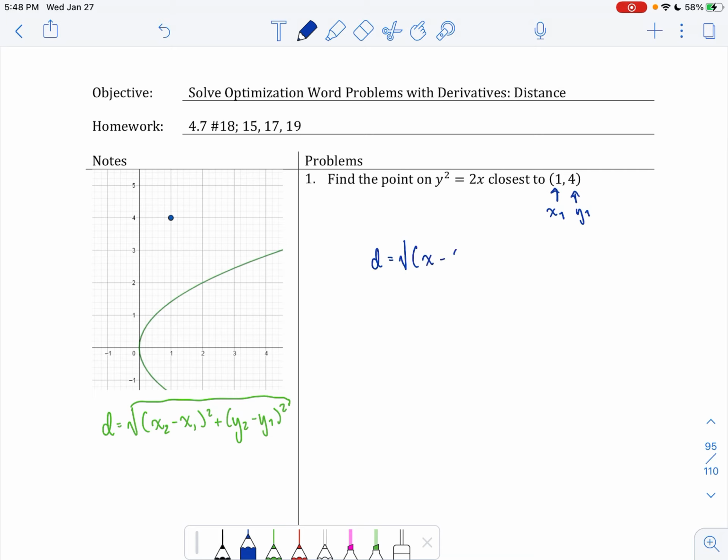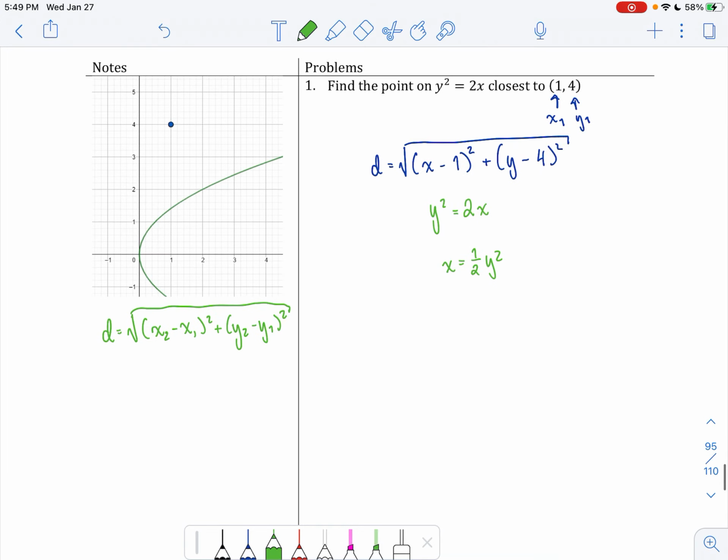So it's the square root of x minus 1, I'm just dropping the subscript since now we have numbers to plug in, squared, plus y minus 4, squared. Now, we still have x and y, so we want to reduce those. I will use this function here. Since we know that y squared is equal to 2x, that means that x is equal to 1/2 y squared. You could take the square root, but then you have roots inside of square roots, and to me that's going to end up being more of a headache than it's worth.